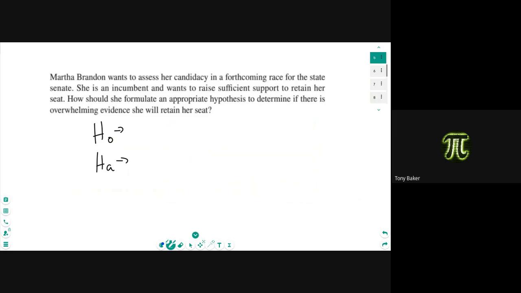Martha Brandon wants to assess her candidacy in a forthcoming race for the state senate. She is an incumbent and wants to raise sufficient support to retain her seat. How would she formulate an appropriate hypothesis to determine if there's overwhelming evidence that she will retain her seat? So what would be the null hypothesis in this case?